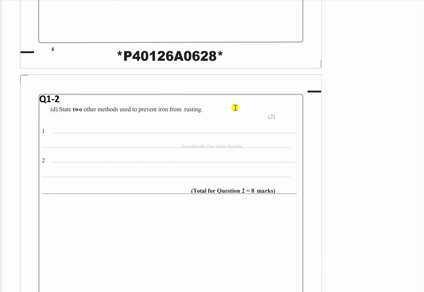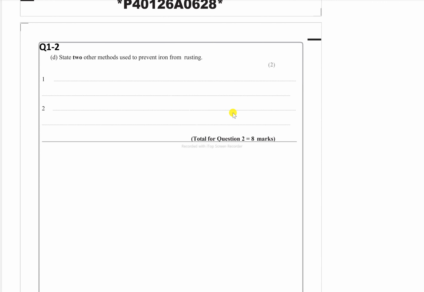Okay. State 2 of the methods of preventing iron from rusting. So you could oil, grease, you could paint it, you could cover it with plastic, or you can cover it with another metal, either magnesium blocks. This is more for hulls of ships. And what else is there? Yeah, I think that's enough.